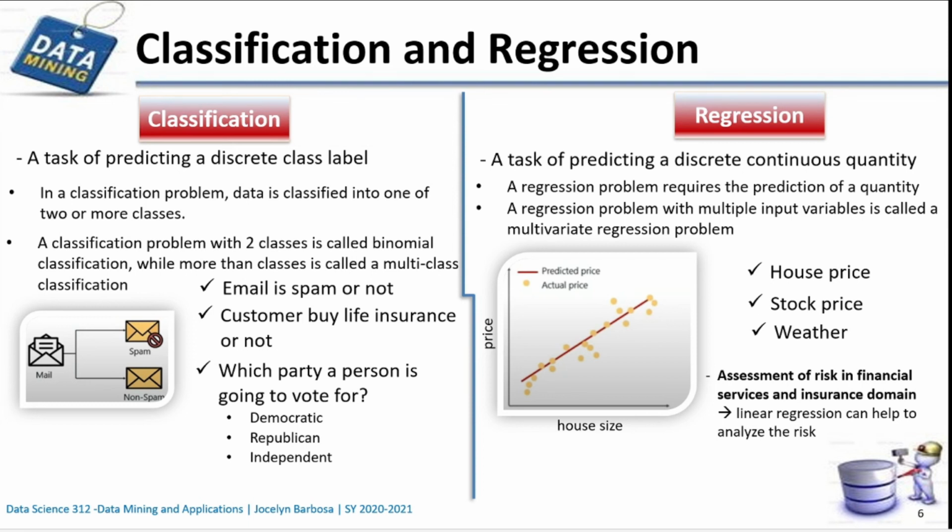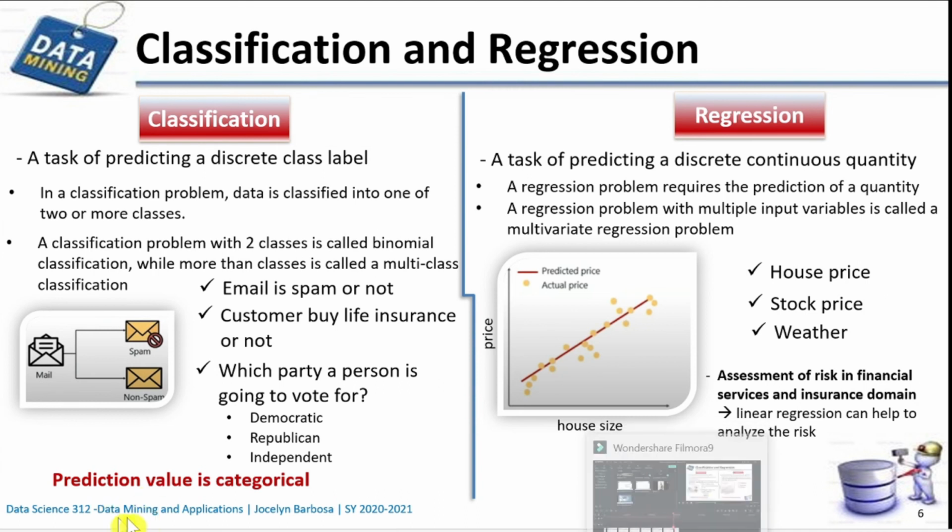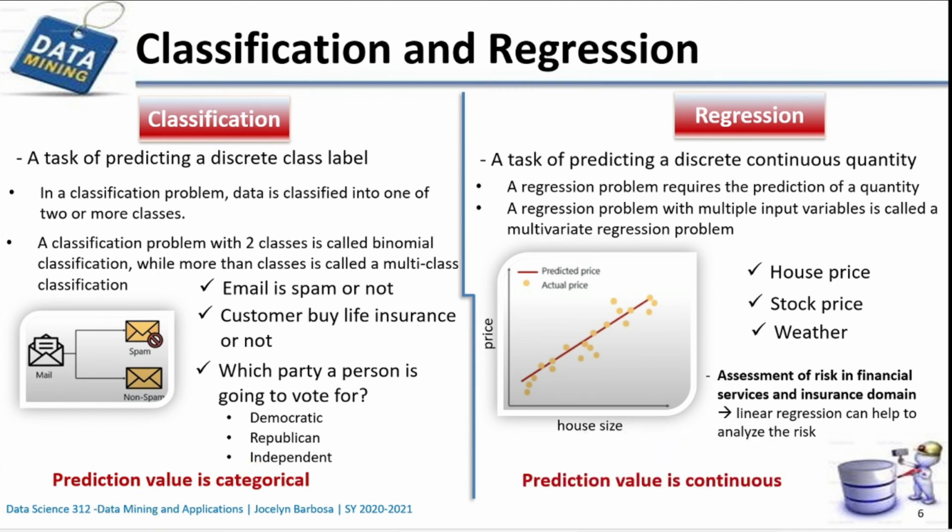And finally, looking into the prediction value in both classification and regression: for classification, the prediction value is categorical, while in regression, the prediction value is continuous. That's a very important difference between these two under supervised learning. So I think that's all for the difference between classification and regression, and I'll see you in the next video.